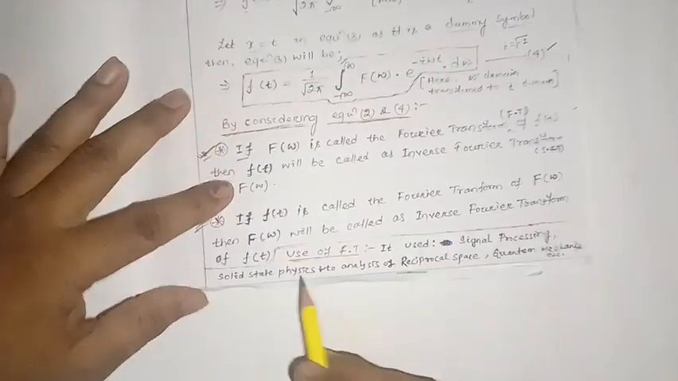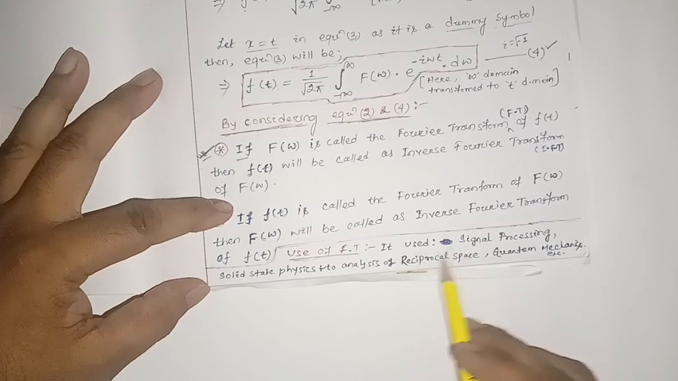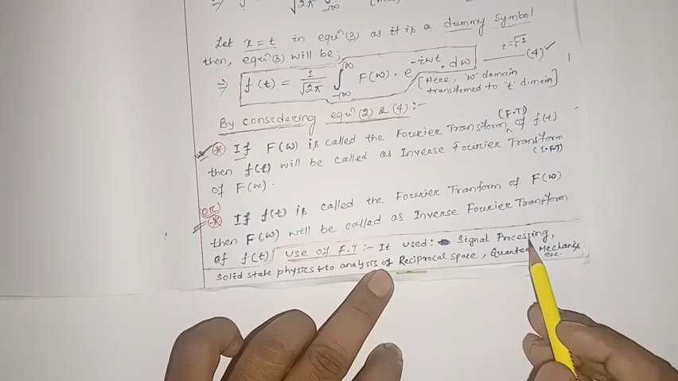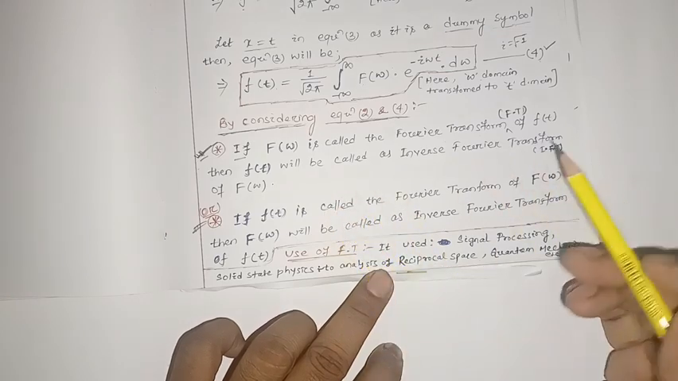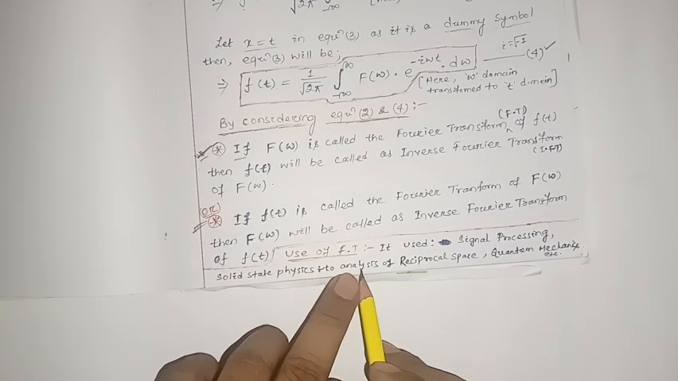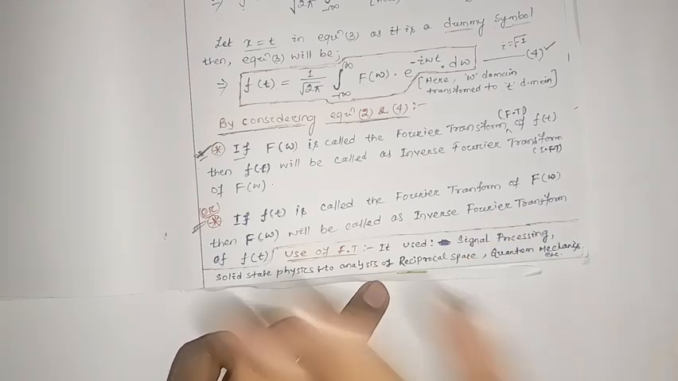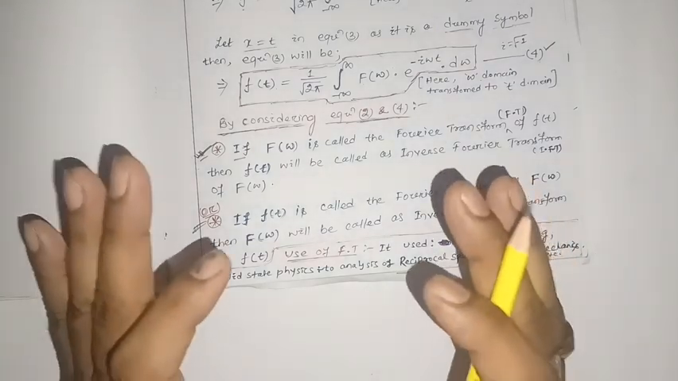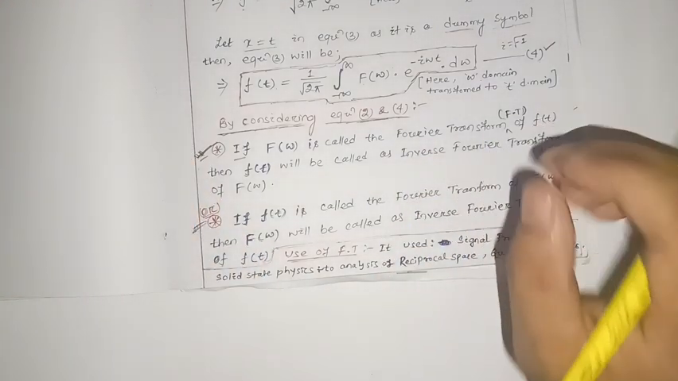Okay, so what are the uses or applications of Fourier transform? These are some of the applications. Signal processing: I told you that it is used to transform time domain to frequency domain and vice versa. In solid state physics, particularly to analyze the reciprocal space, the transformation from reciprocal lattice to direct lattice and direct to reciprocal, this Fourier transformation is very much essential.